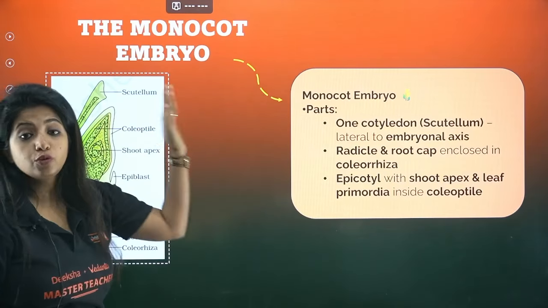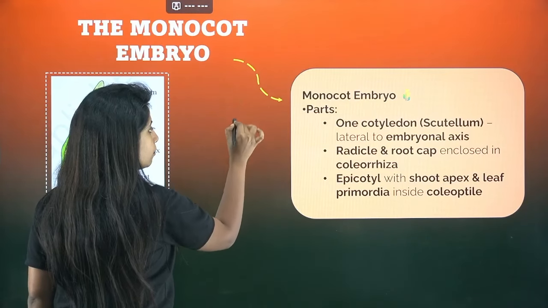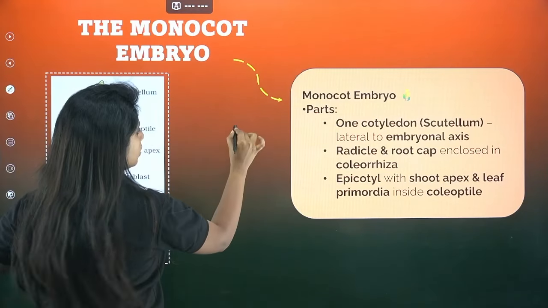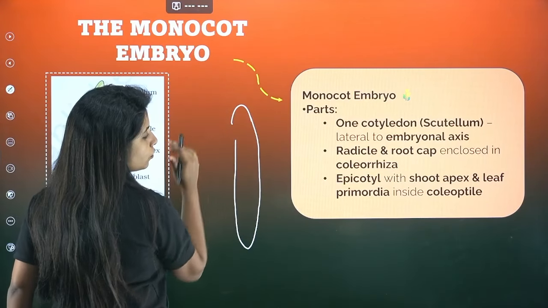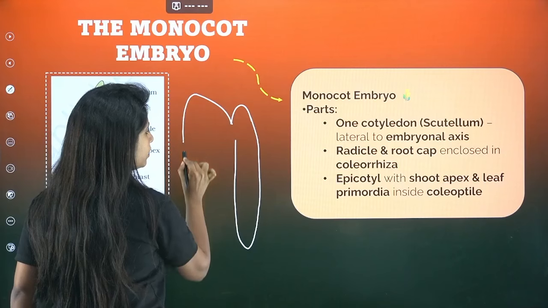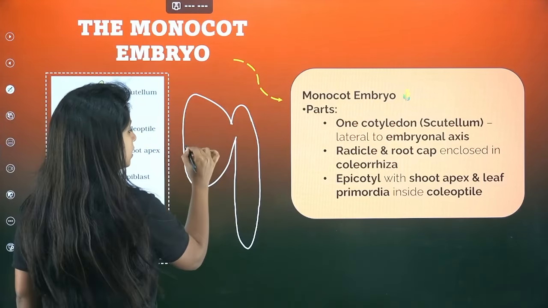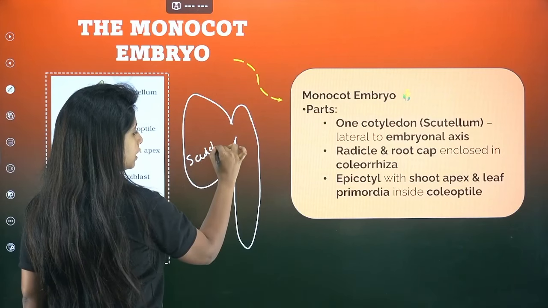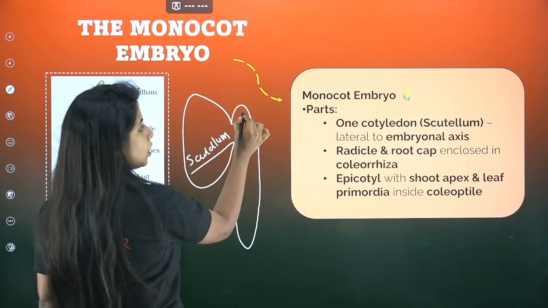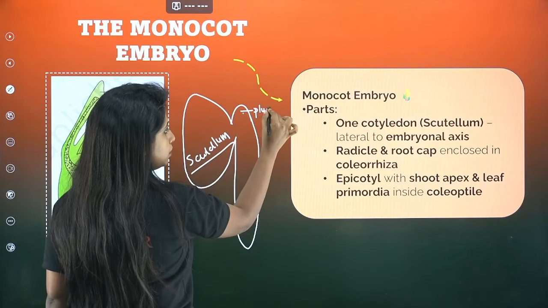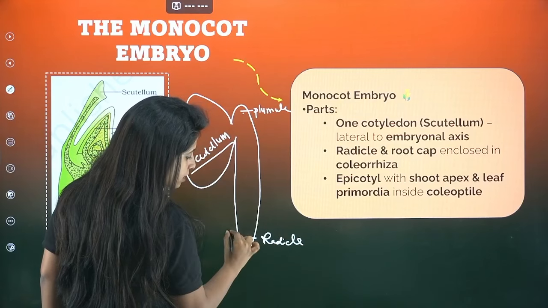Now you have the monocot embryo. Here things are going to be different. In the case of monocot embryo, again you have an embryonal axis. Embryonal axis is common to all, so it will definitely be there, but you do not need to give space over here. Why? Because they just have one cotyledon. And this one cotyledon has a name also. This cotyledon is known as scutellum. Here you have the epicotyl region where you have the plumule. Here you will have the radicle, and the radicle is covered by what?